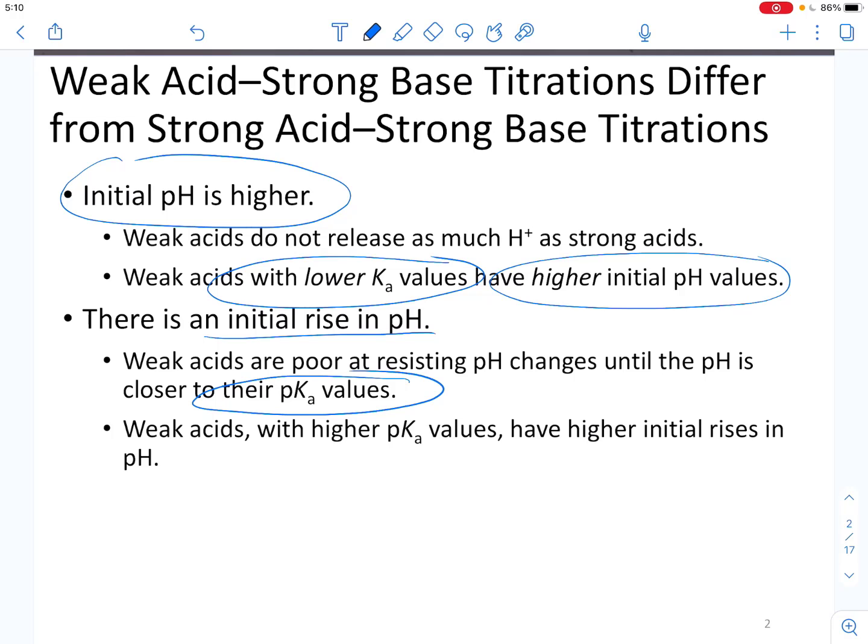Okay, and with higher pKa values, again you have higher initial rises. Higher pKa values mean the acid is weaker and therefore will be even less resistant to changes in pH when you start the titration.